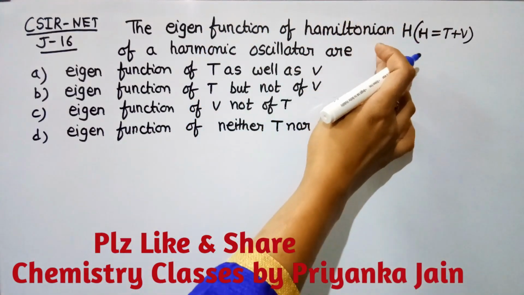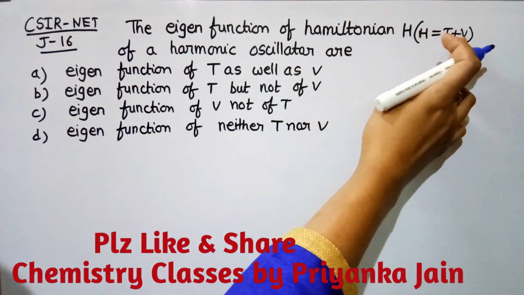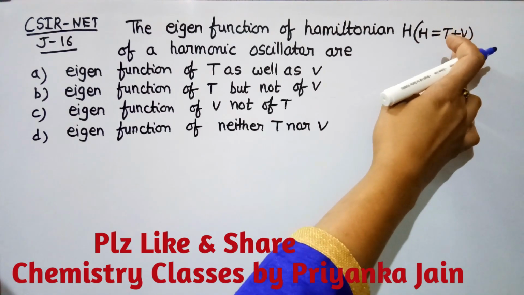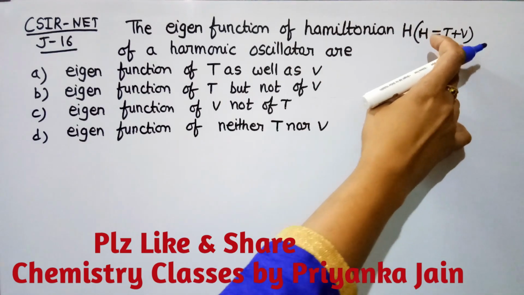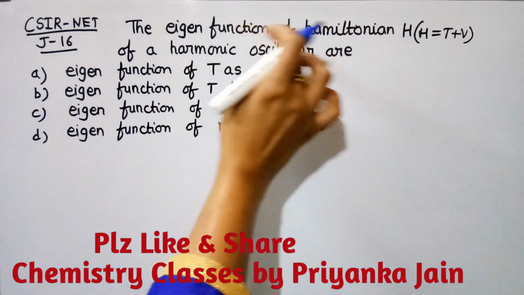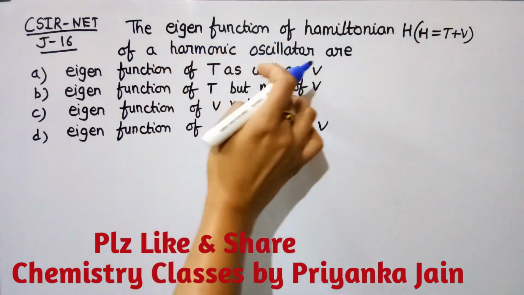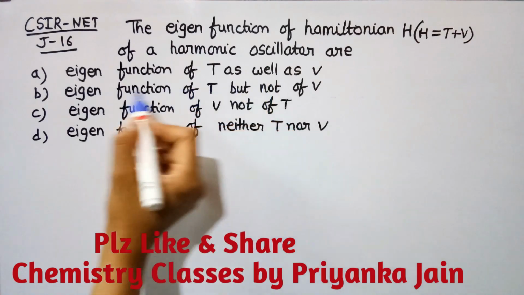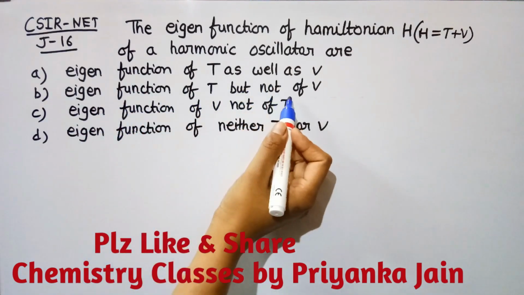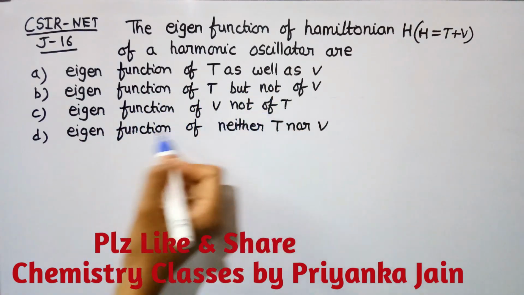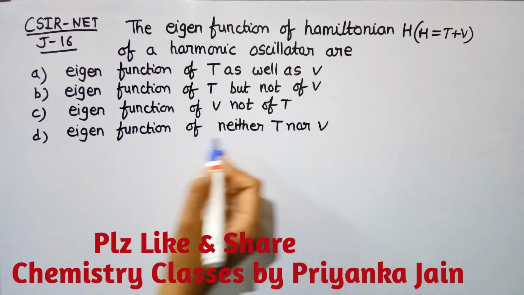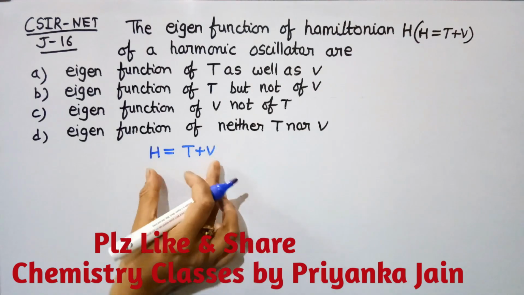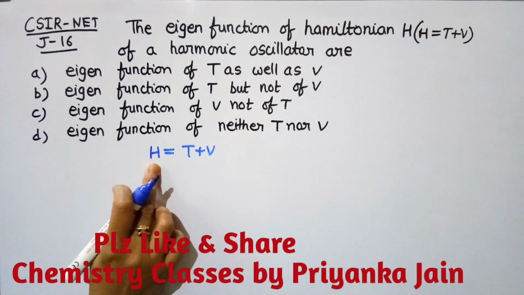Alright, now see here a question from the CSIR NET June 2016's question paper. The question is somewhat tricky. What is the question here? The eigen function of Hamiltonian operator H, where we have given H is equal to T plus V. Now here T is the kinetic energy operator and V is the potential energy operator. The question is, the eigen function of Hamiltonian operator of a harmonic oscillator is: option A, eigen function of T as well as V; eigen function of T but not of V; eigen function of V not of T; and eigen function of neither T nor V.